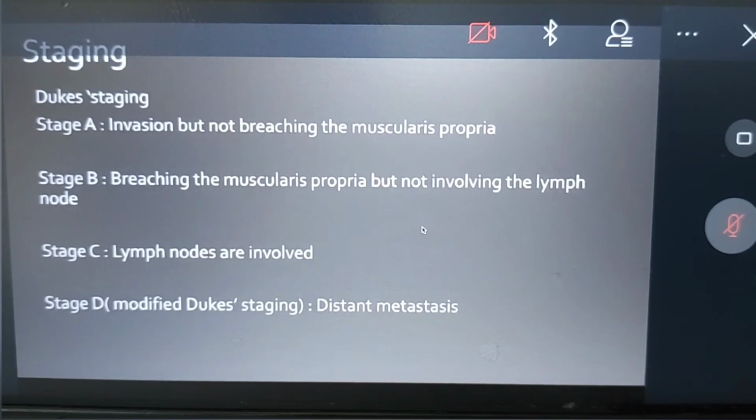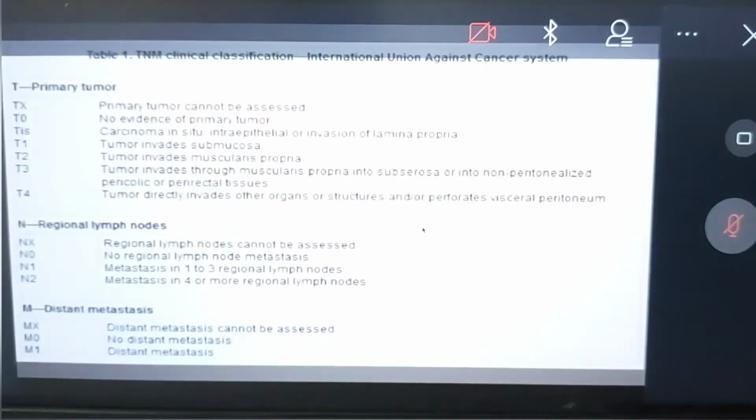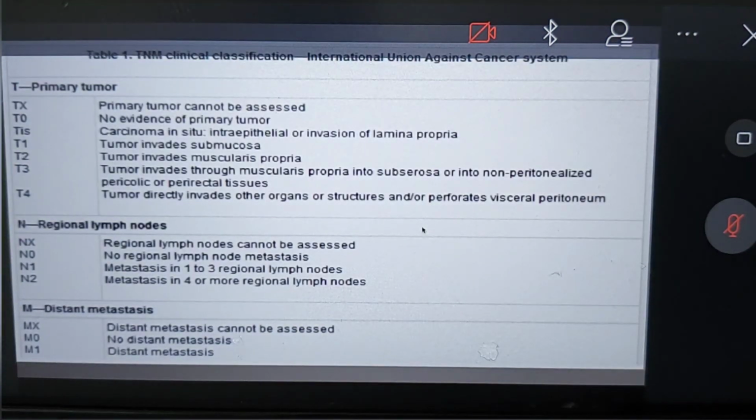So for the staging of the colon CA, first is the Dukes staging. Stage A, invasion but not breaching the muscularis propria. Stage B, breaching the muscularis propria but not involving the lymph node. Stage C, lymph nodes are involved. Stage D, in modified Dukes staging, they mention distant metastasis. So the TNM staging is more useful for us because of better management.